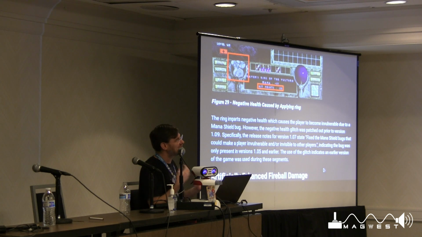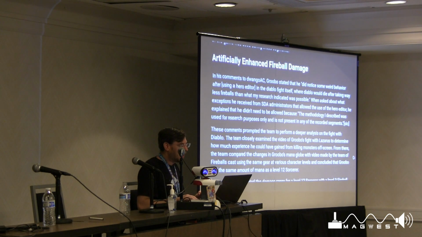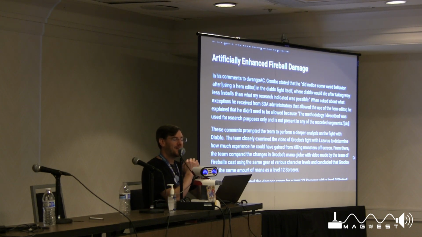Now we're back to our version problem again. What version exactly is this? Grubo obviously used a version earlier than 1.07 in order to have used this negative hit point glitch. All right, well, what version is it then? Okay, artificially enhanced fireball damage. If you watched this talk from DEF CON, this is brand new material because we didn't even have a full understanding of this issue at the time we gave that talk. This came out over the course of various rebuttals and various other things I'll tell you about here in a second.